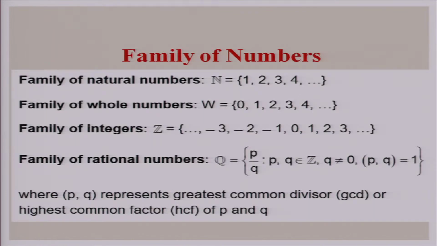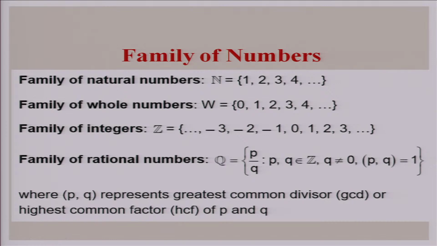From school days, you are familiar with the numbers 1, 2, 3, 4 and so on. This complete set of numbers, 1, 2, 3 and so on, will never end. This set is known as the family of natural numbers, or the set of counting numbers, because these numbers are also used for counting things. Suppose in a room there are 3 chairs, then you count 1, 2, 3.